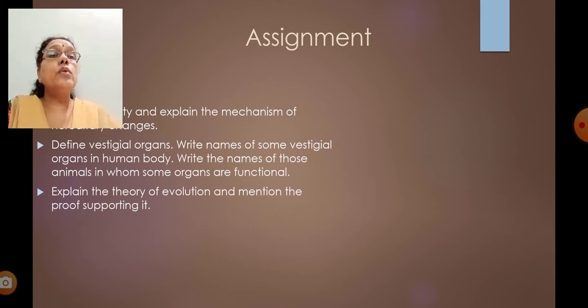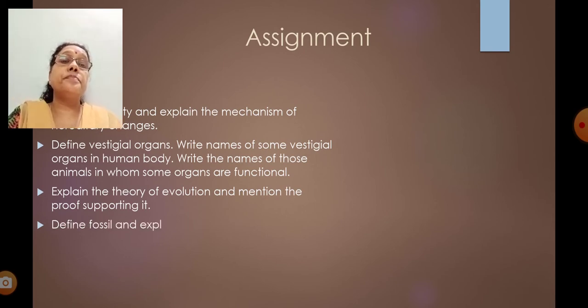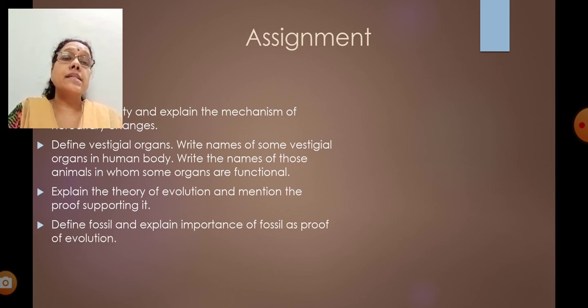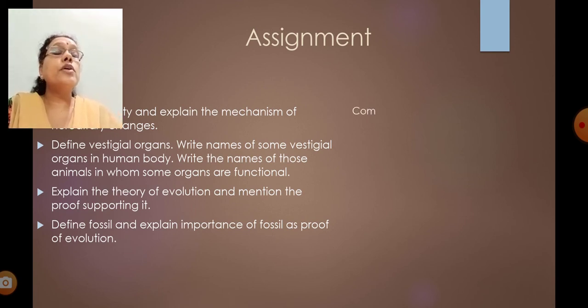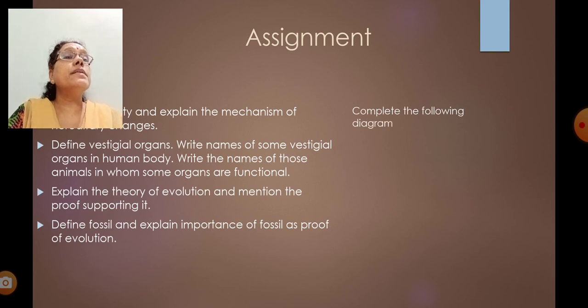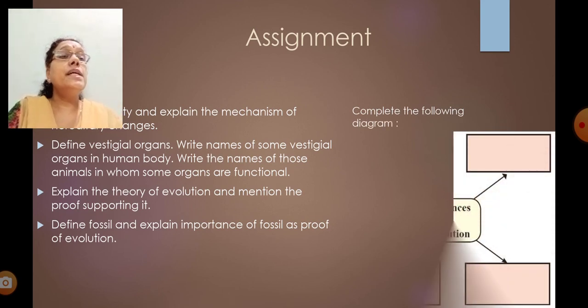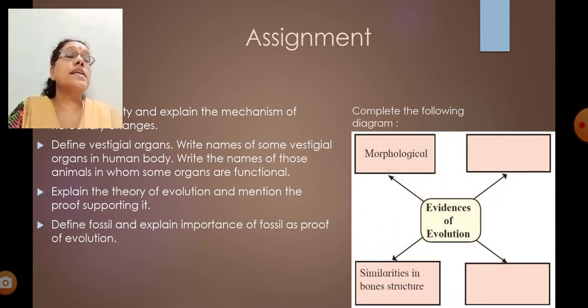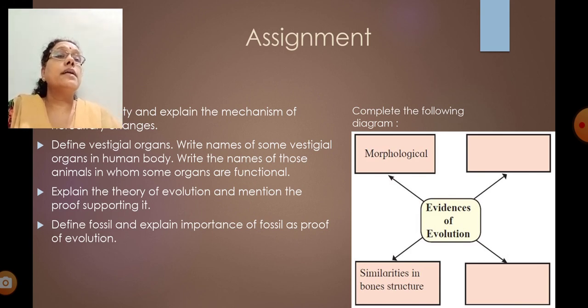Explain the theory of evolution and mention the proof supporting it. The evolution theory is also given point-wise in the slide. You can write the answers from that. Define fossil and explain the importance of fossils as proof of evolution. In that slide you can find the definition and the importance of fossil proof. And one more: complete the following diagram. This is from the textbook exercise. You can complete the evidences, morphological and similarities in bone, and the remaining two you have to find out and write.